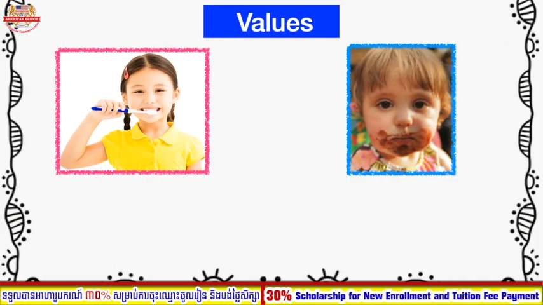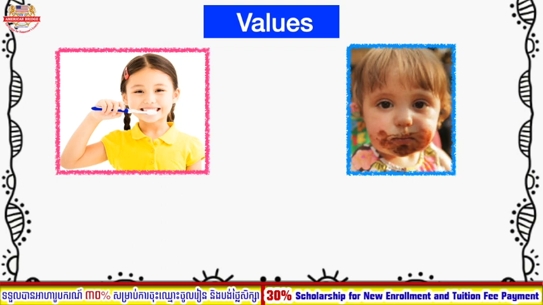It's about values. Everyone, when you see the word values here, what do you see in the picture? Yes, teacher has two pictures for you, right? The first picture is about what, everyone? Yes, about a girl with the brush, right? Good. She tried to brush her teeth, but what about another picture? What's wrong with her?